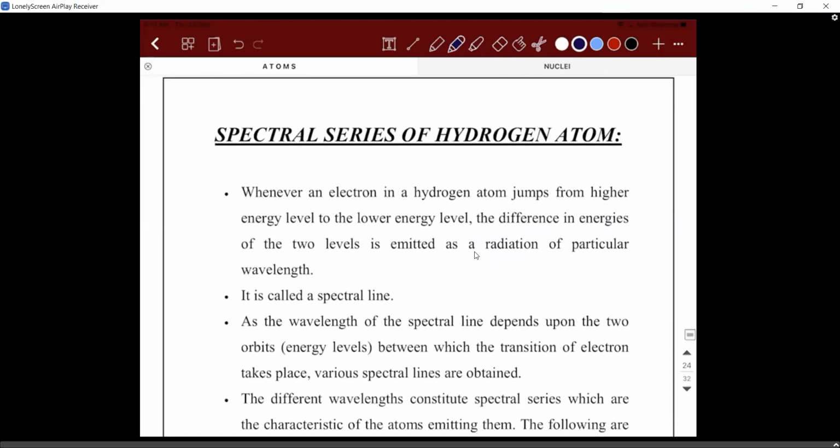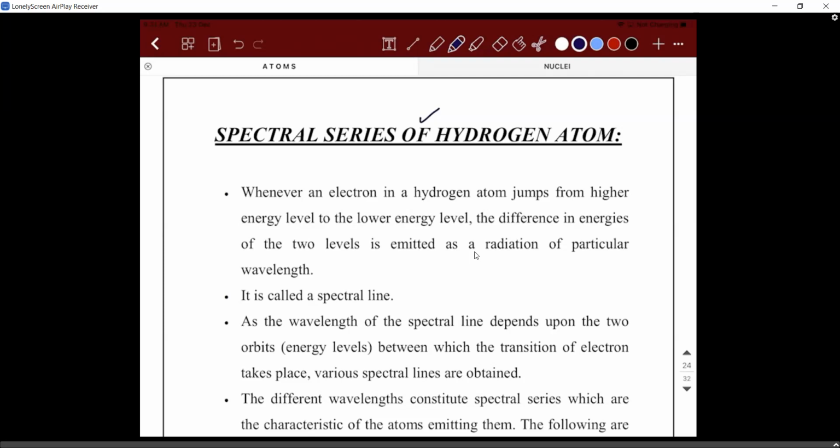So that's what we call the spectral series of hydrogen atoms. We know this concept already, which is called the emission spectrum. So what happens when an electron in a hydrogen atom or hydrogen-like atom... what do I mean by hydrogen-like atom? Hydrogen consists of how many electrons? One electron. Hydrogen-like atoms should also consist of one electron.